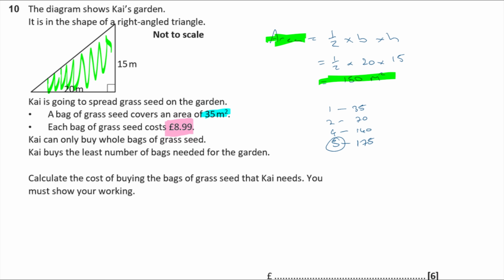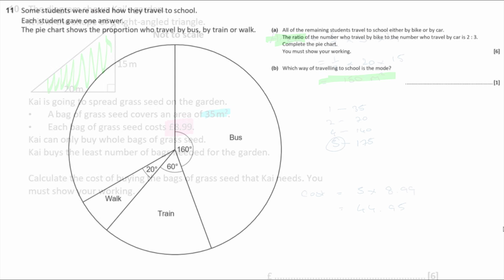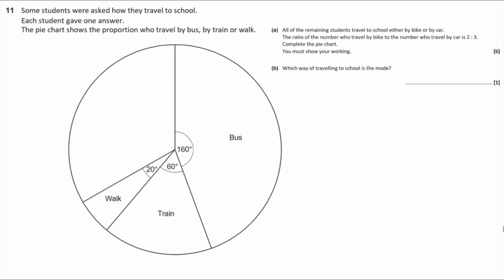So I need to know what five lots of £8.99 are. So cost is equal to five times £8.99. Now again, I could do that by long multiplication, but I'm going to make life easier for myself by multiplying 5 by 9. 5 times 9 is 45, and then taking off 5 lots of 1p. So I make that £44.95.